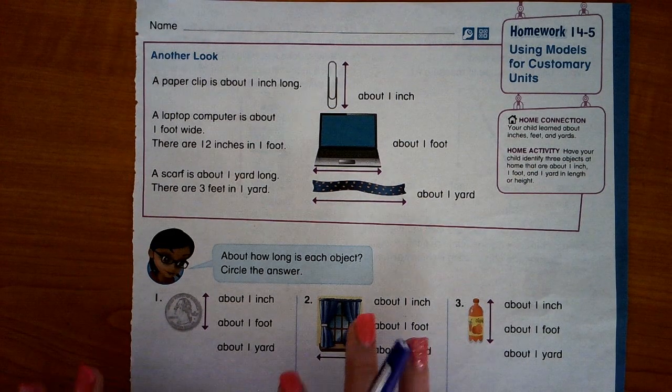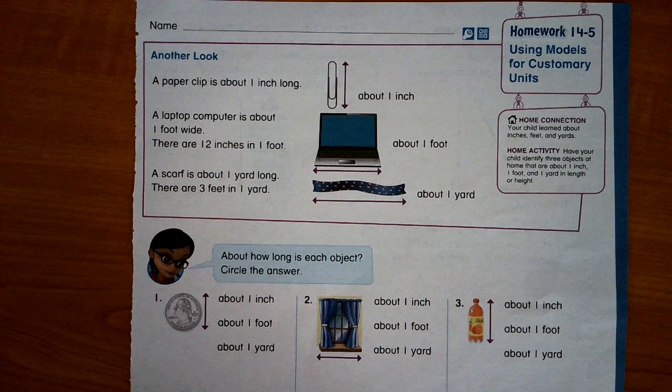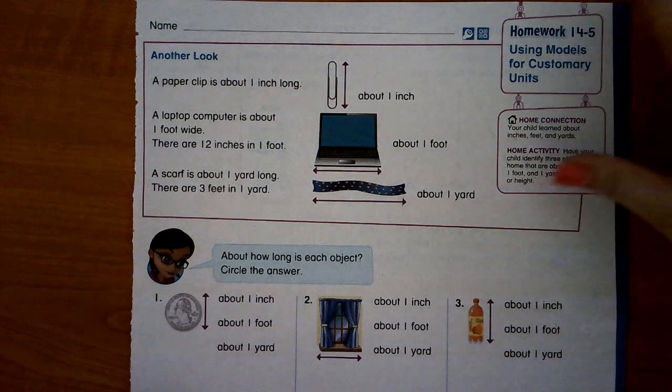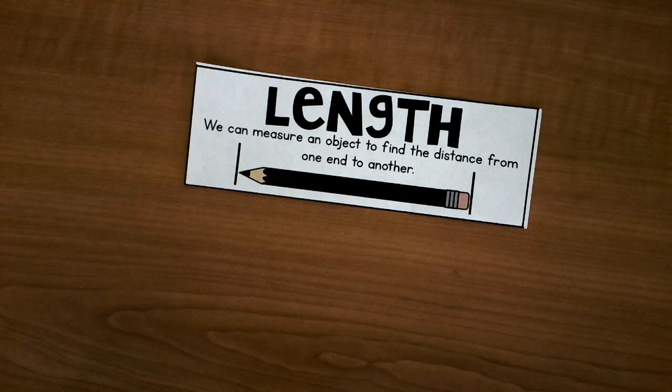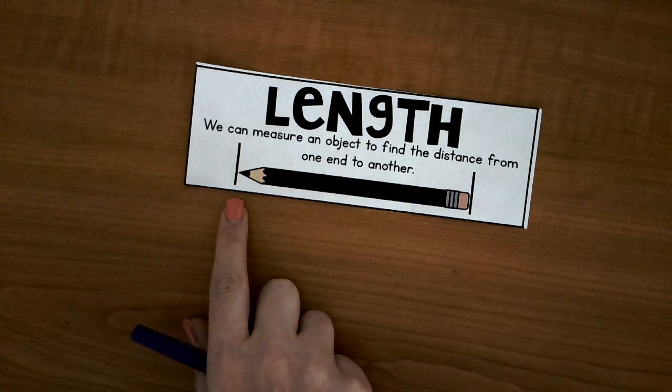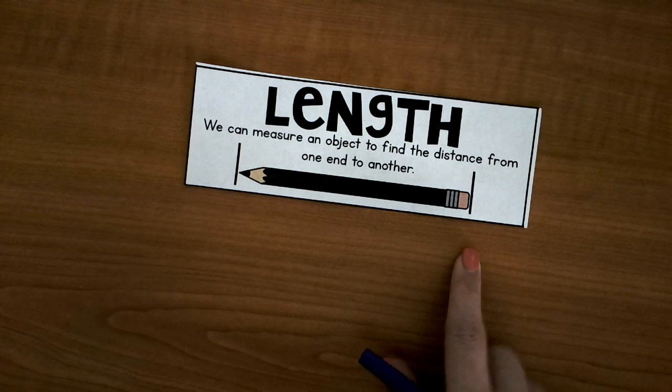I am going to come back to this, but first I kind of want to back up and review some vocabulary words so that when you're hearing these words in these math lessons, you'll kind of understand what we're talking about. So first, let's talk about length. Length is when we can measure an object to find the distance from one end to the other end. So we're finding out how long it is.